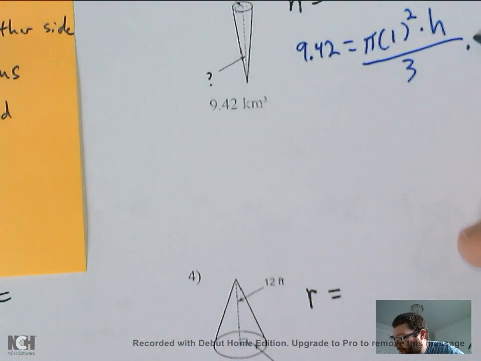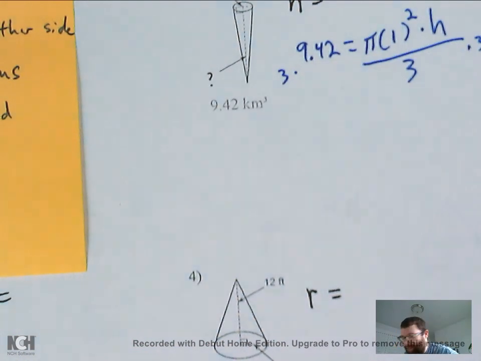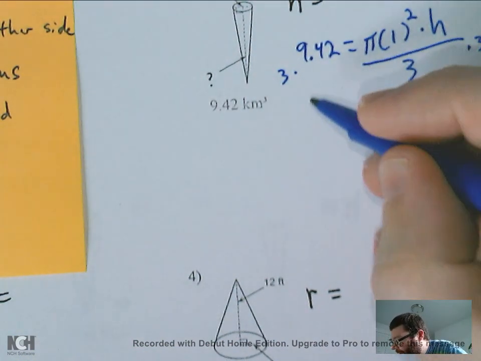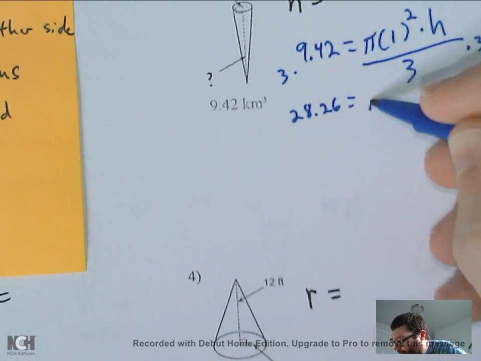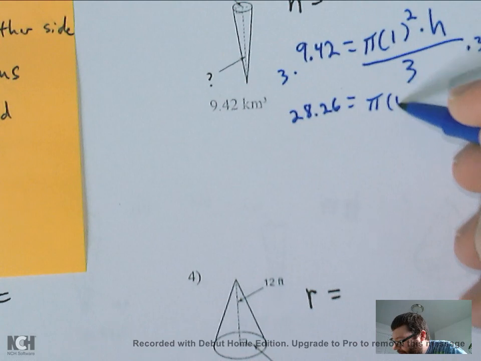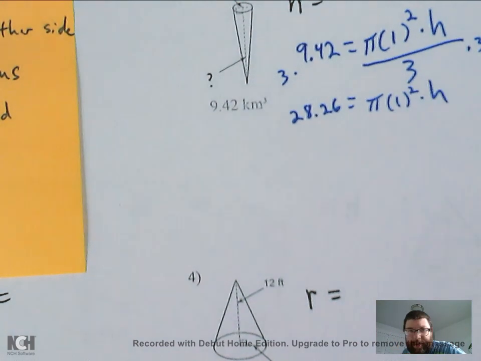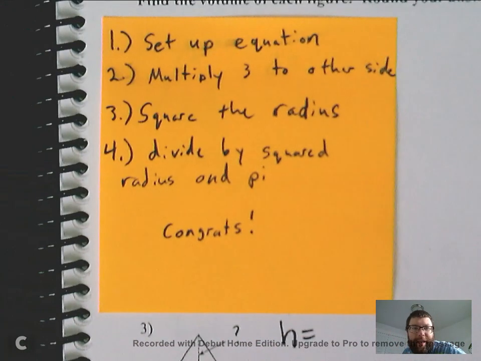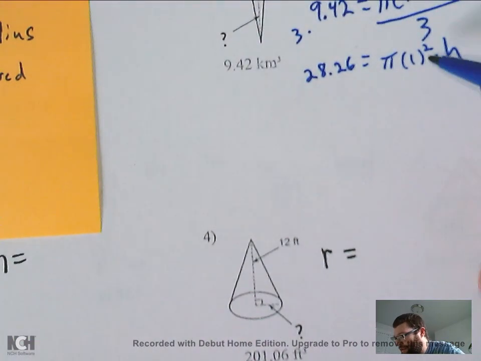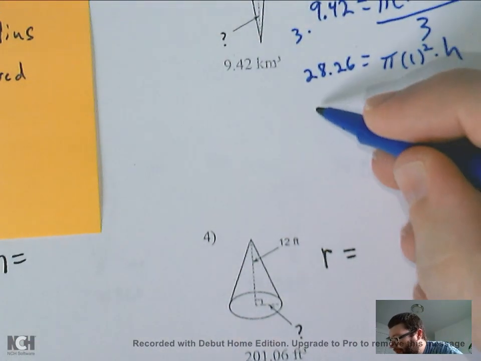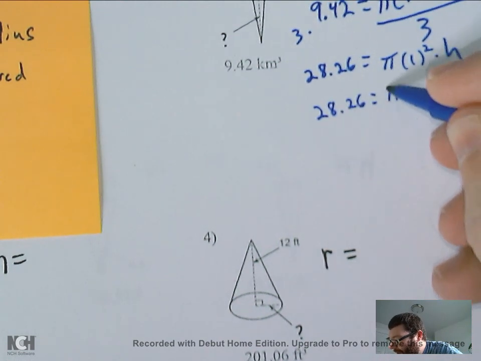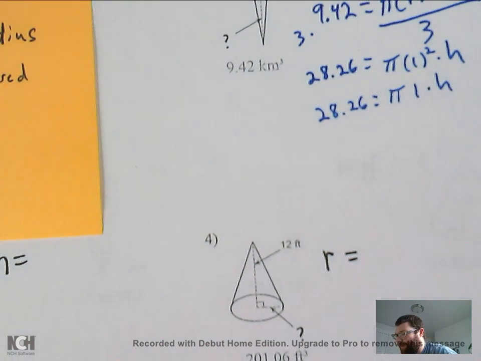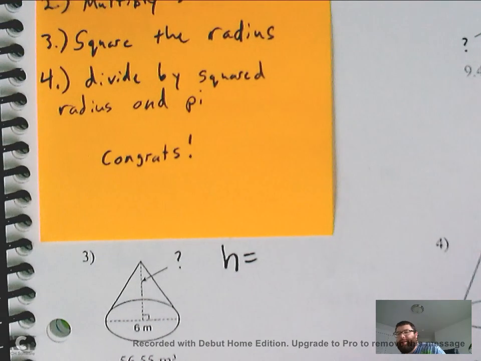Okay. So first step, after I've set up the equation, technically the second step, is to multiply by 3. So I want to get rid of this creeper, get him out of the basement, multiply by 3, and I'm going to get 28.26 is equal to pi times 1 squared times the height. Okay, next step is to square the radius. So I want to get rid of this exponent now. So 1 squared is just 1. So I'm left with 28.26 equals pi times 1 times the height.